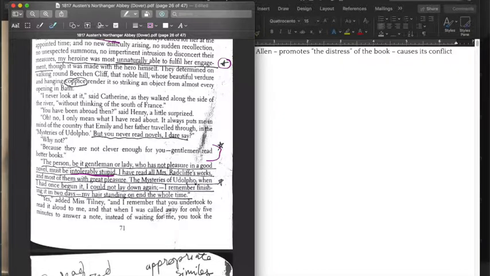I have read all of Mrs. Radcliffe's works, and most of them with great pleasure. The Mysteries of Udolpho, when I had once begun it, I could not lay down again. I remember finishing it in 2 days, my hair standing on end the whole time.